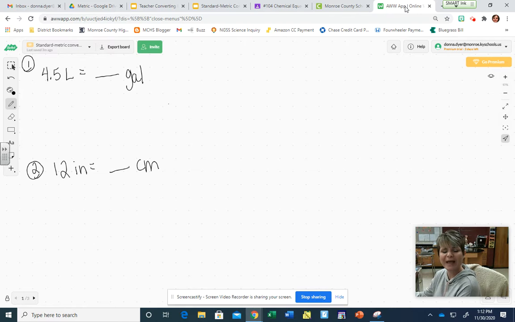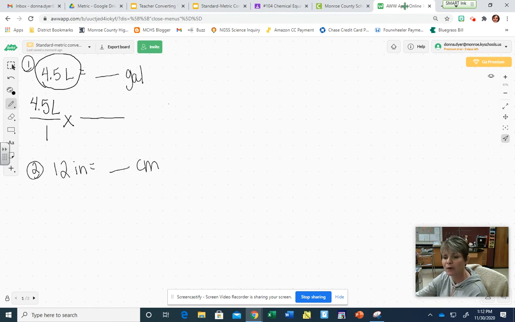The first one we want to do, we have 4.5 liters and we want to convert that to gallons. So remember, what's the first thing we do? We take what we are given, which this part right here is what we're given, and we put it over 1. So 4.5 liters over 1. Okay. Now we're going to set up our second ratio. Again, remember, we don't want liters anymore. We want gallons. So we need to cancel out liters. And again, remember, we're not worrying about numbers right now, just the units.